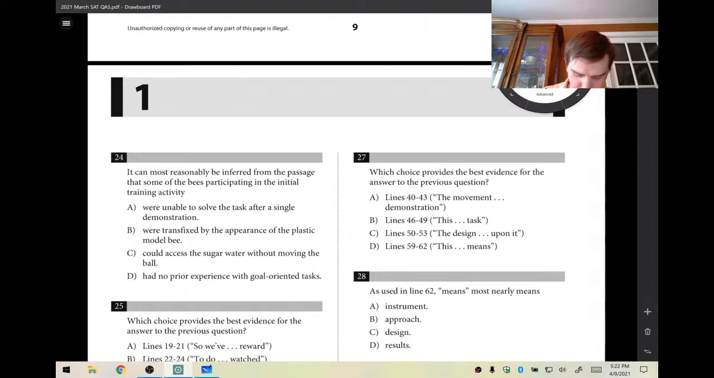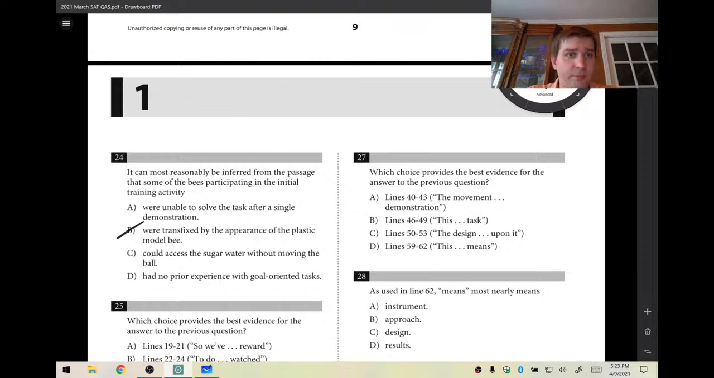All right, let's look at 24. According to the passage, one reason that bees may have mastered tasks such as... Oh, I just did this one. All right, 24, sorry. It can be most reasonably inferred from the passage that some of the bees participating in the initial training activity were what? Were they transfixed by the appearance of the plastic model bee? That's not in the passage. So if you read that in the passage, I'm very concerned for you because it's not in there.